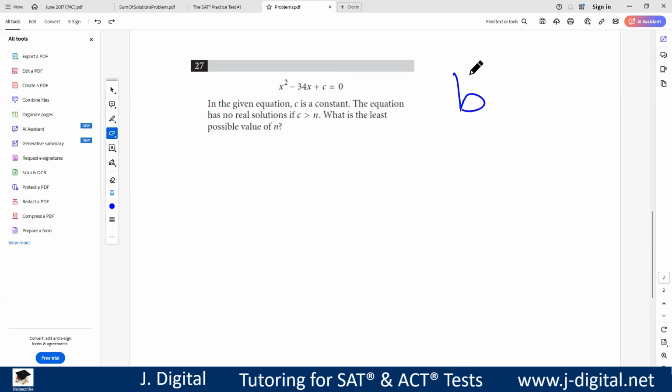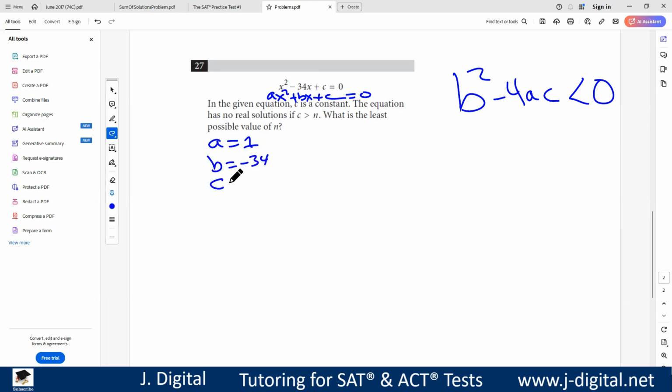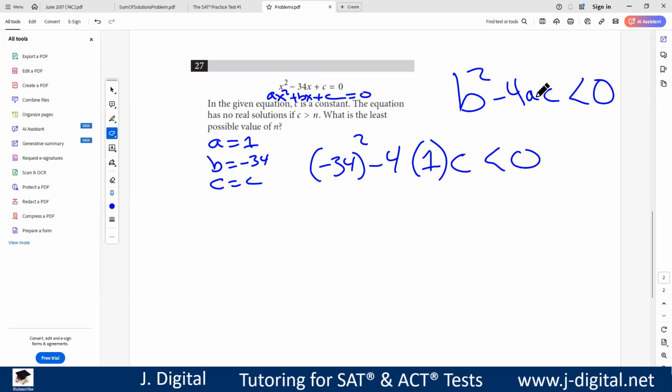All right, so use our b squared minus 4ac. No real solutions. That is less than 0. Remember we're dealing with ax squared plus bx plus c. So in this case our a is 1, our b is negative 34, and our c is c. So we do b squared, so negative 34 squared minus 4 times our a, which is 1, times our c, which is c, less than 0.